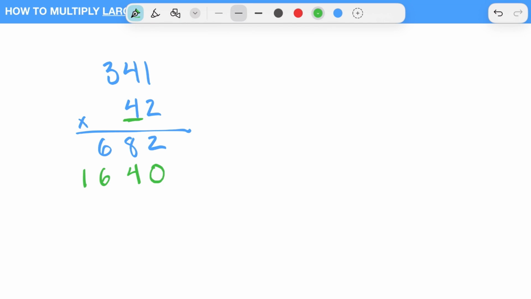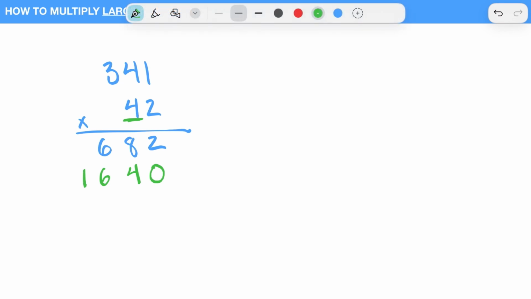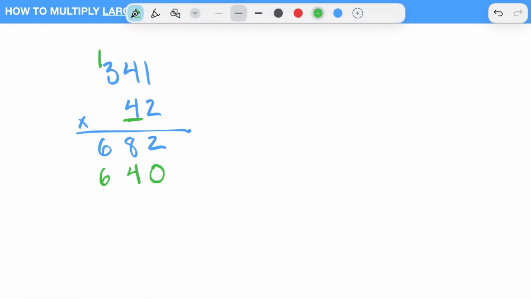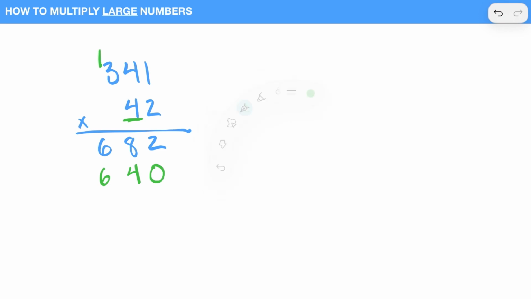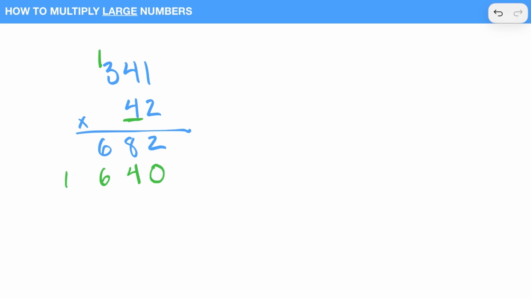Now this is new, right? Up to now, we've only had single-digit answers, but this time we got a 2-digit answer. So similarly to when we do addition and we carry the 1, we're going to carry this 1 up here. And so now, when we do 4 times 3, 4 times 3 is 12, we're going to add this leftover 1. 4 times 3 is 12, plus 1 is 13. And that's how we write that.